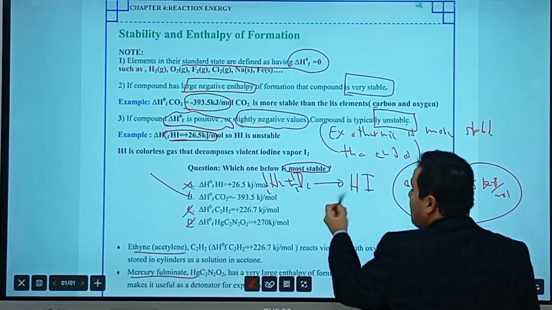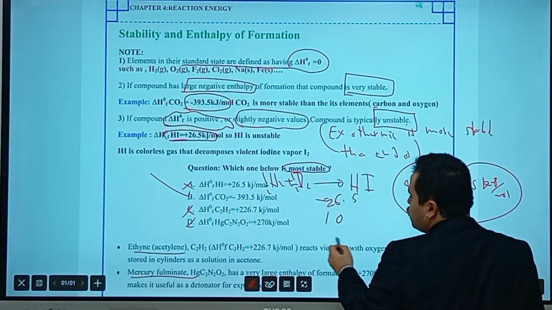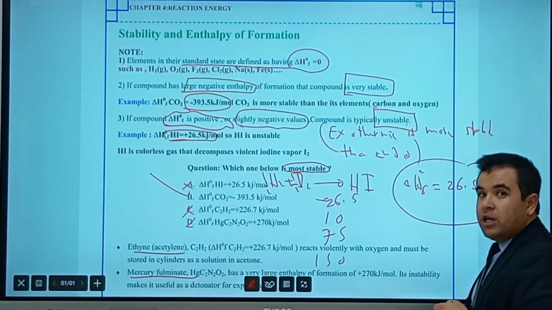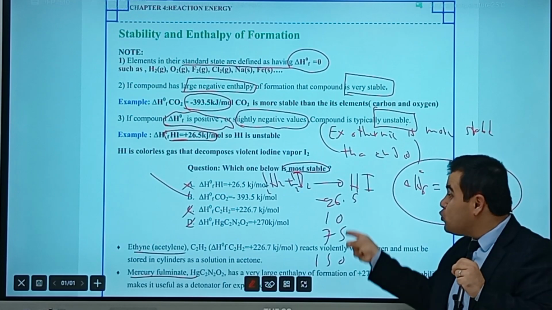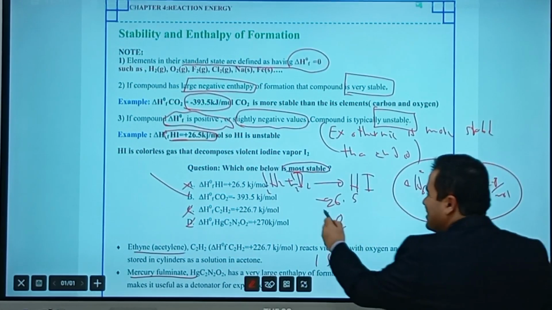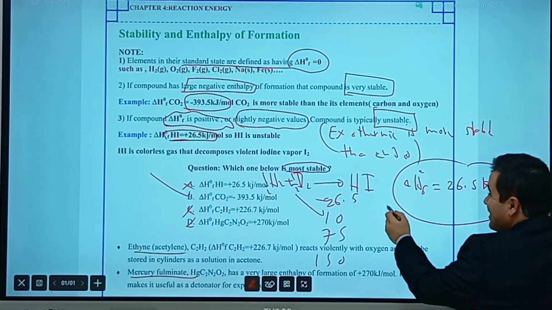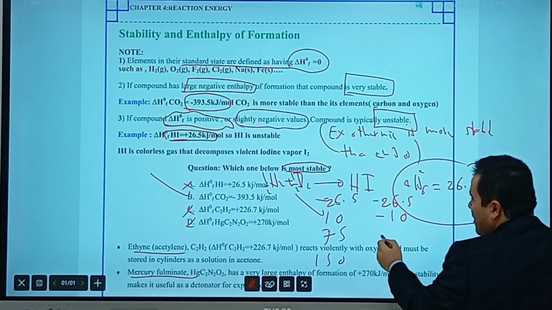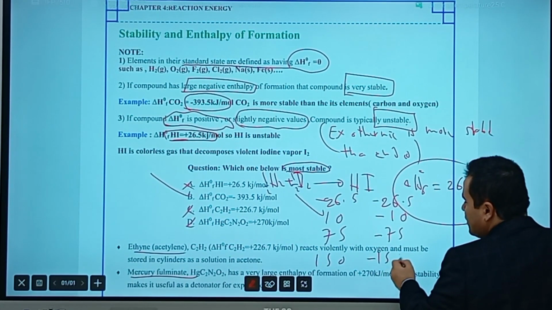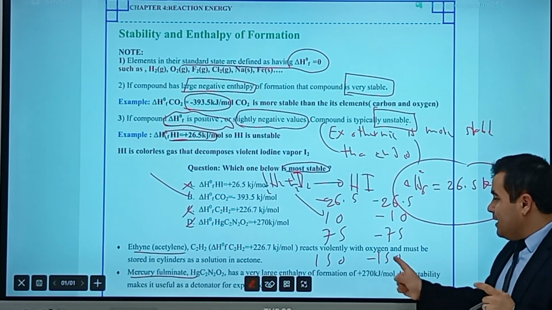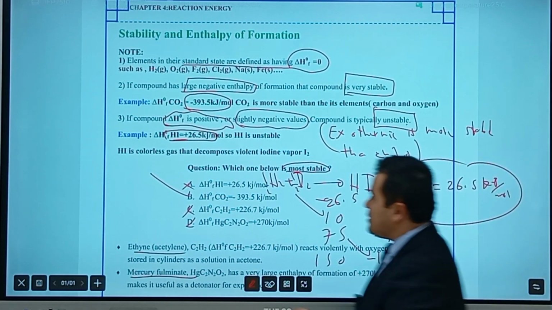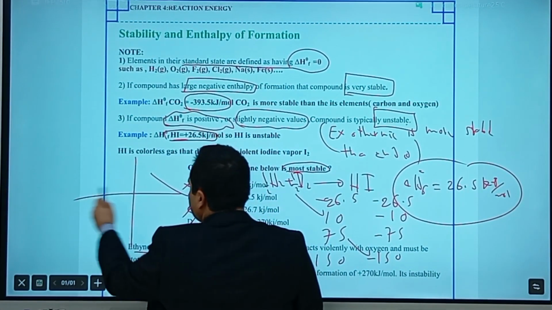But if it's among the positives, for example, 26.5, 10 kilojoule, 75 kilojoule, 150 kilojoule, which one is the most stable? The least one of the positives. So 10 is the most stable. But if it is 26.5 negative, minus 10, minus 75, minus 150, the most negative is the most stable, minus 100 negative. So guys, a simple technique can be used to represent this.